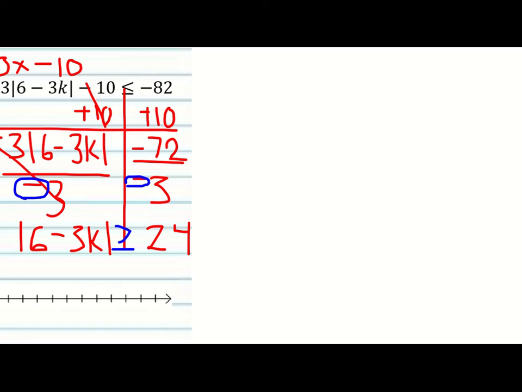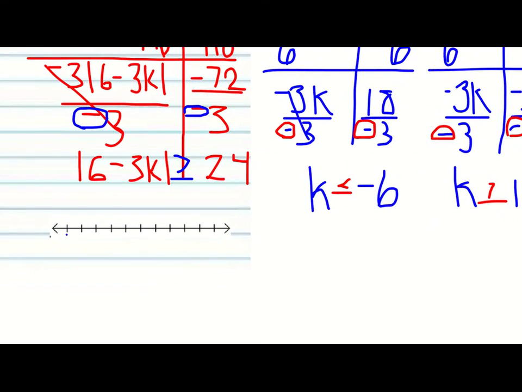So k is less than or equal to negative 6. K is greater than or equal to 10. Now we just need to graph that on our number line. So I have negative 6. I have positive 10. Both would get a closed circle because it was or equal to. And then I need to shade what my inequality says. It says we're less than negative 6, so that'd be to the left. And then we're greater than 10, so that'd be to the right.